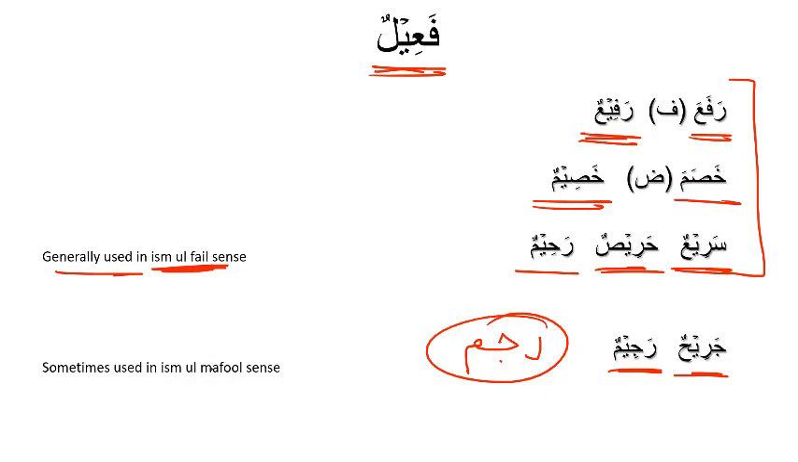A few words which take this pattern fa'ilun are used in the ismul maf'ul sense. So jari'un means one who is injured. Rajimun means one who is stoned, and that's why we say shaitan rajim. So the shaitan is the one who is stoned. So that's where rajim is coming from. So this is ismul maf'ul.